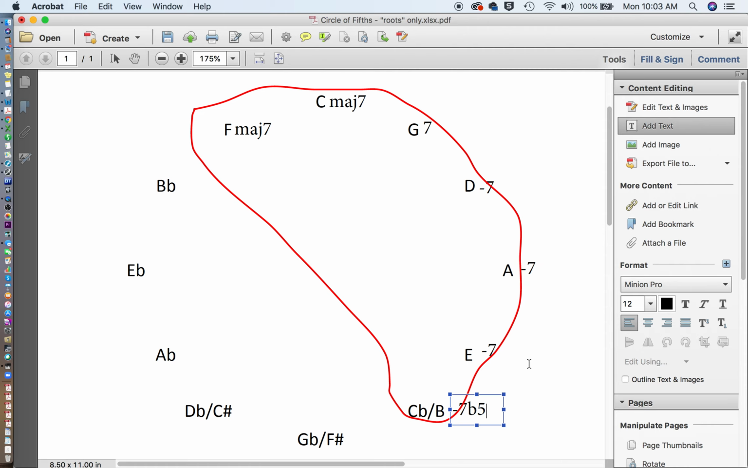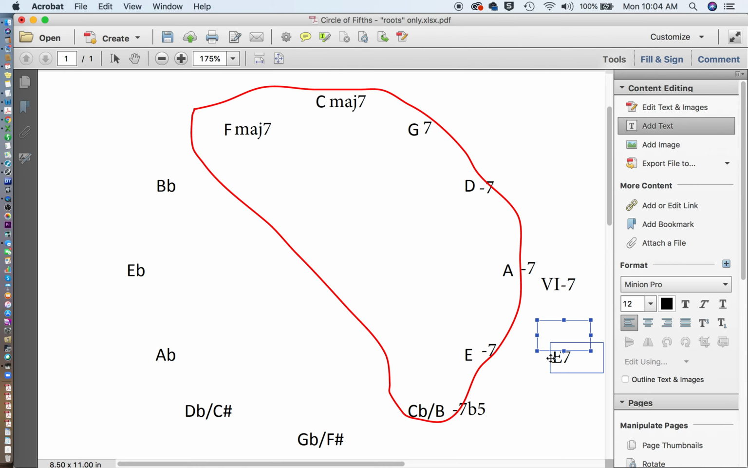Now, let's try this again. Let's say we have an E7 here, right? E7 could go to A minor 7 as the dominant, right? And so that would be what we call a secondary dominant. So we still have A minor 7 here, and A minor 7, of course, would be 6 minor 7, right? So what is E7?